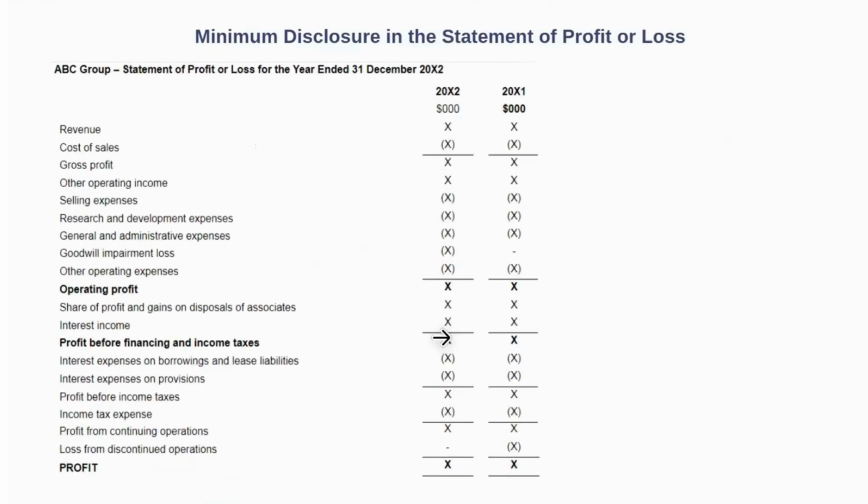And now the minimum disclosure in the statement of profit or loss. These are the items that should at minimum be shown in your statement of profit or loss: revenues, other operating expenses, then share of profit and gains on disposal of associates, and income tax expenses. Profit from continuing operations we have after this, right? And then we have separately loss from discontinued operations. So this is the net amount of income and expenses related to discontinued operations. In our case, it's a loss.